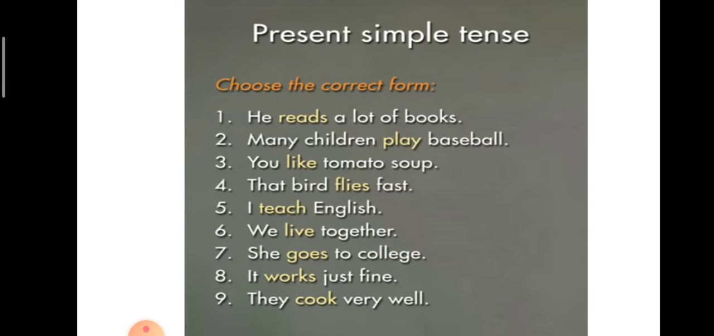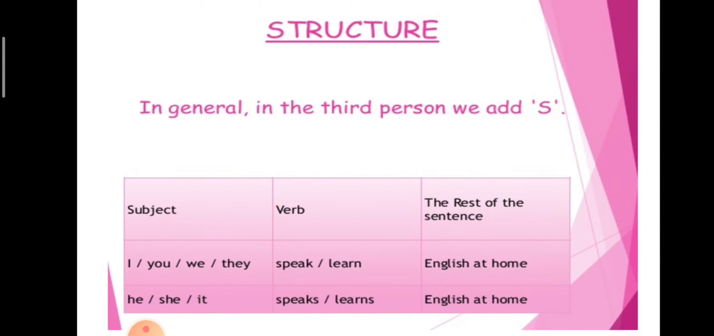Did you notice there is a spelling difference while changing the verb? That is the fourth sentence: That bird flies fast. Seventh sentence: She goes. So you're adding es to it. I told you earlier, some of the words change by adding s or es. Let's know in detail. A general structure of third person, we are just adding s to it.